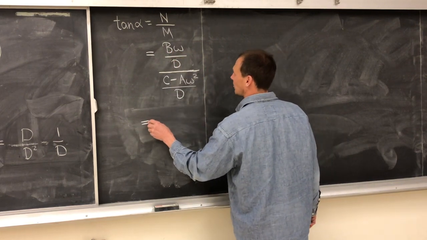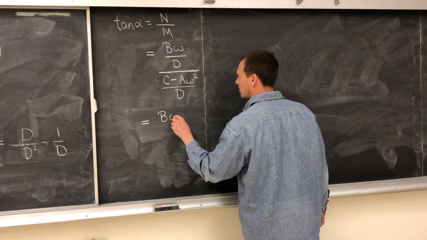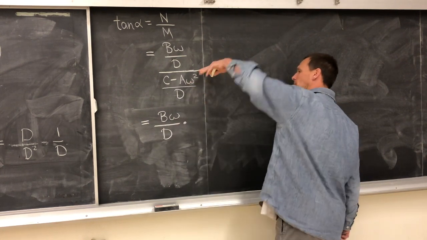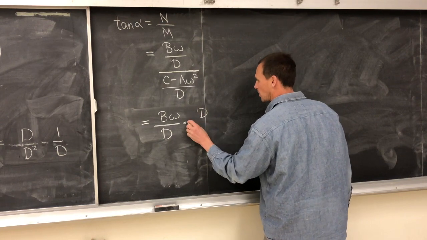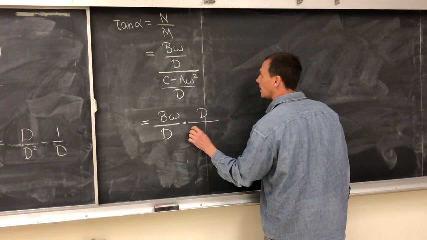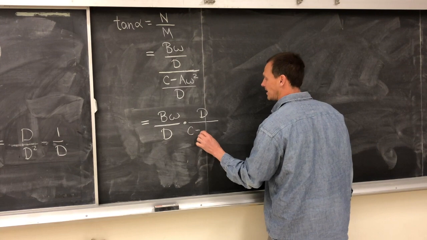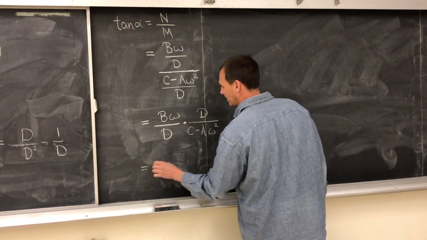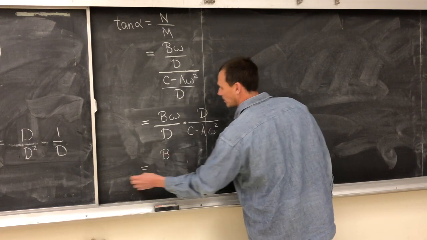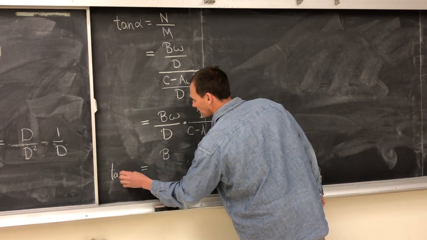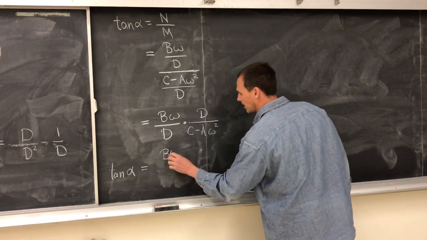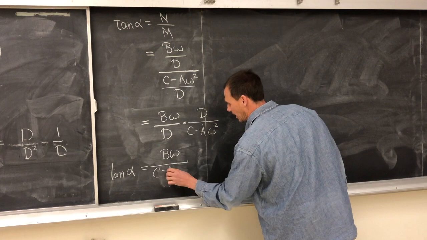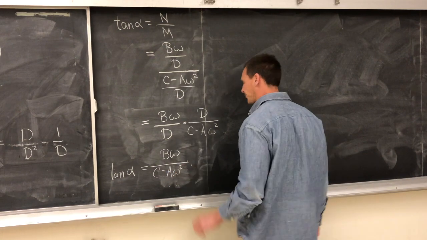I'll write it out. This is B omega over D times, you flip and multiply, D over (C minus A omega squared). So you can say our tangent of alpha is B omega over (C minus A omega squared).